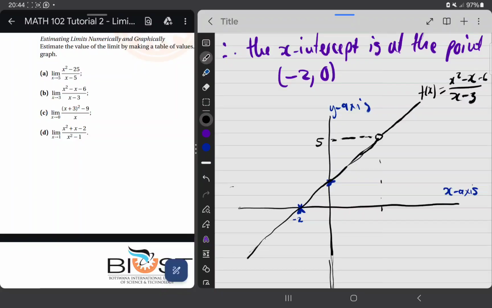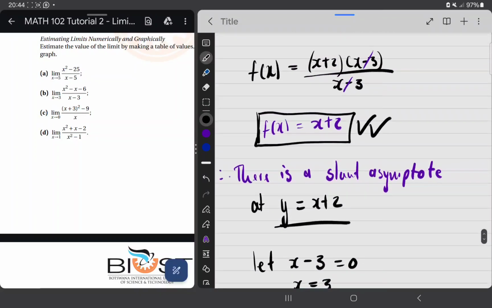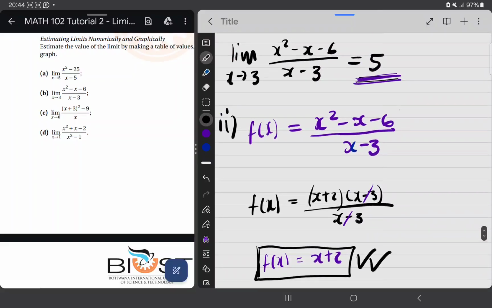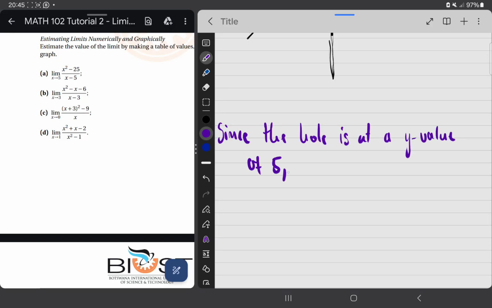What is the y coordinate of that hole? 5. Is it the same as your limit? Was my limit equal to 5? Let's see. Yes, my limit was 5. So since the hole is at a y value of 5, then you can say, therefore, the limit as x approaches 3 of x squared minus x minus 6 all over x minus 3 is equal to 5.